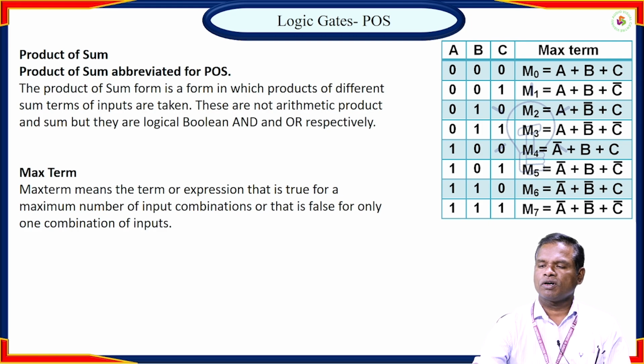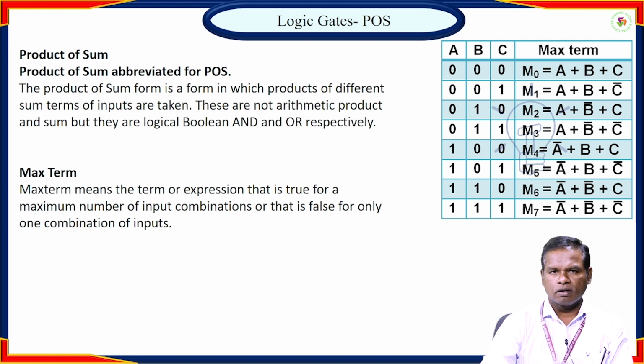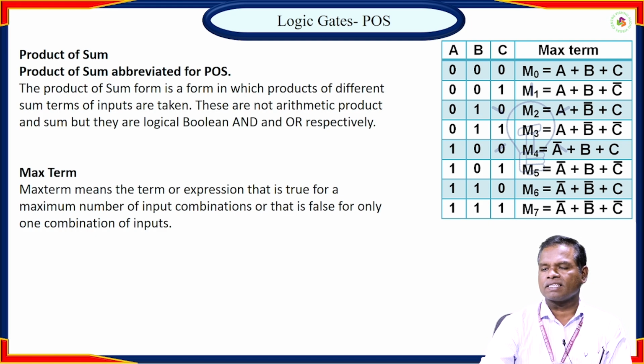So in sum of product form we have min terms, whereas in product of sums we have max terms. As the name indicates, it is a product of sum terms. So that sum term is called max term. Each individual term is here called max term.